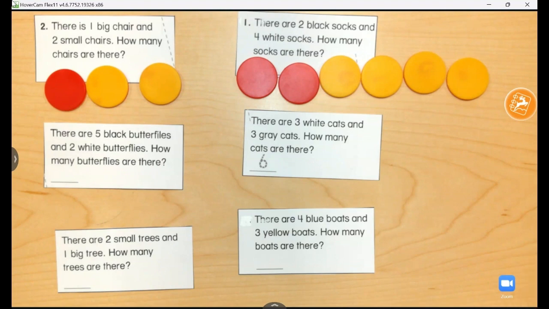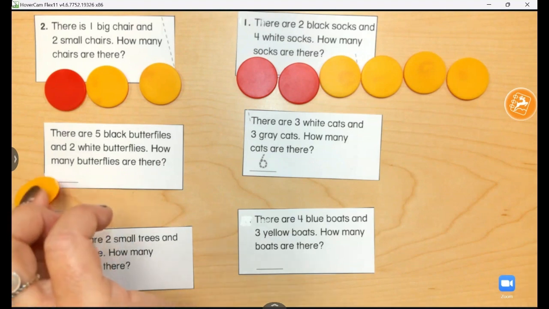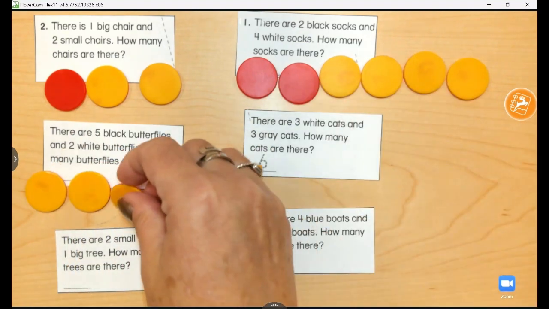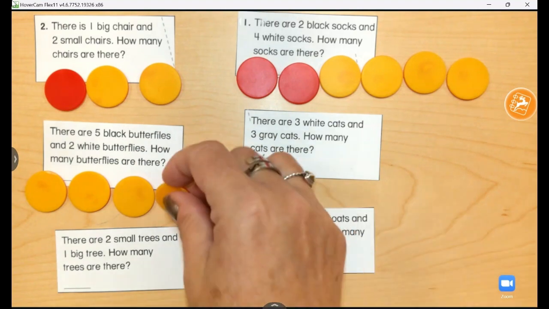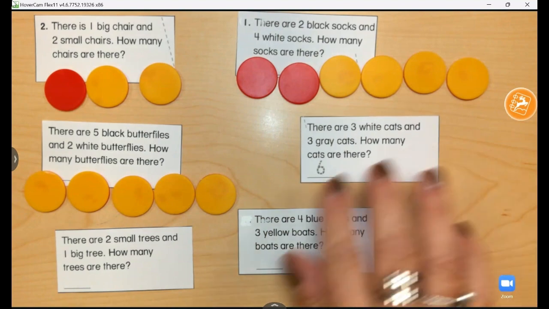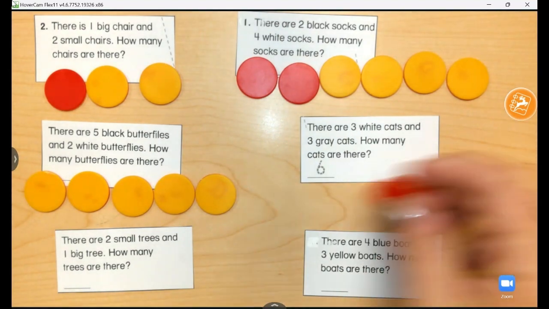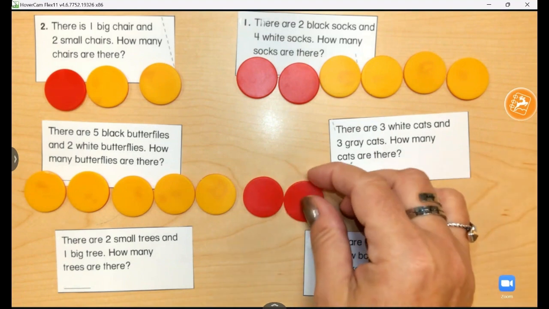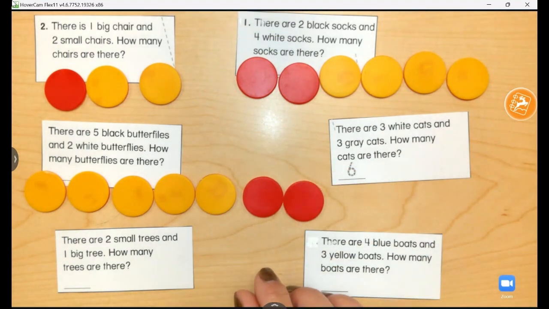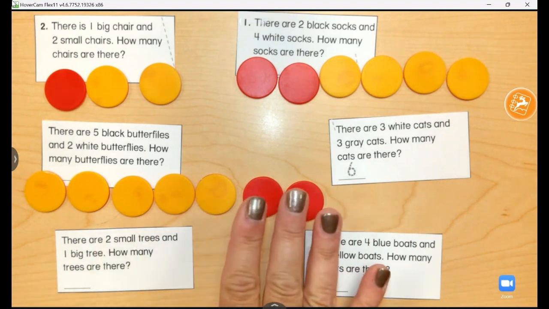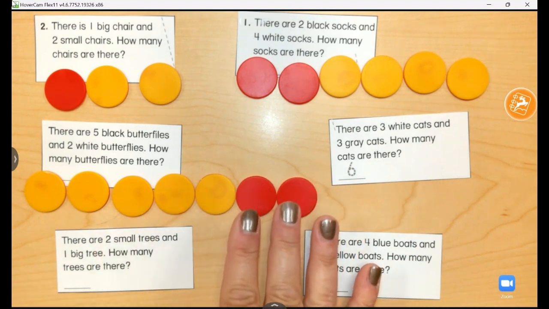So I'm going to lean in again. 5 black butterflies, and 2 white butterflies. All right. Does that match anything that I have so far? Nope, not yet. So I'm going to keep working.